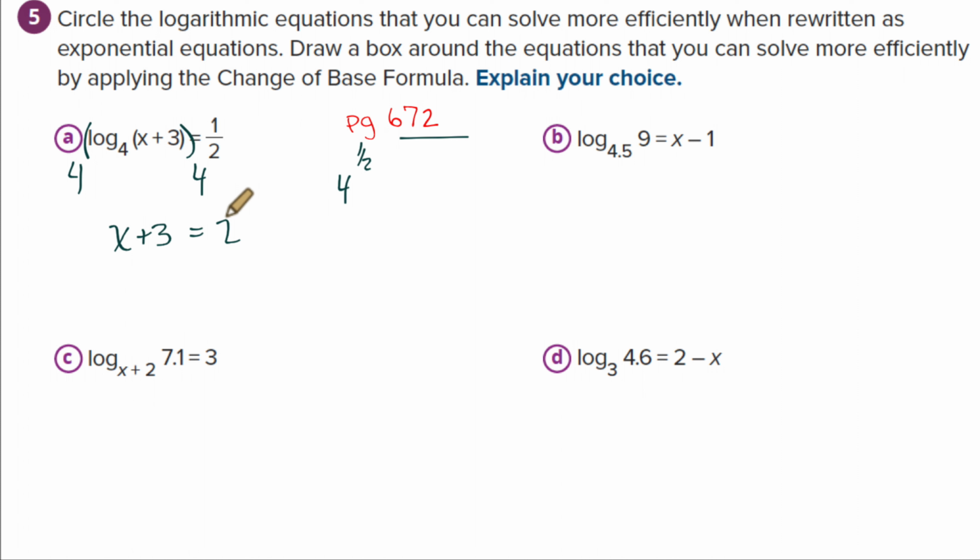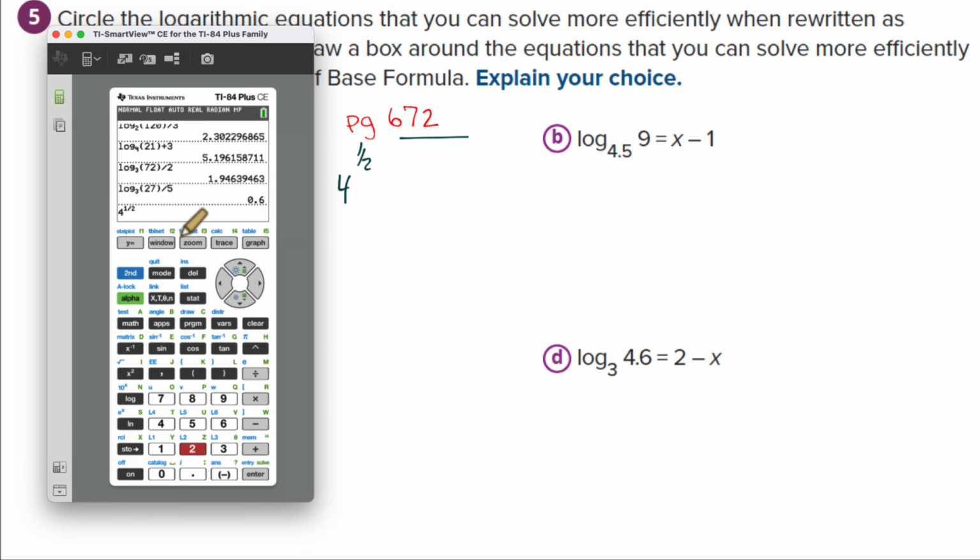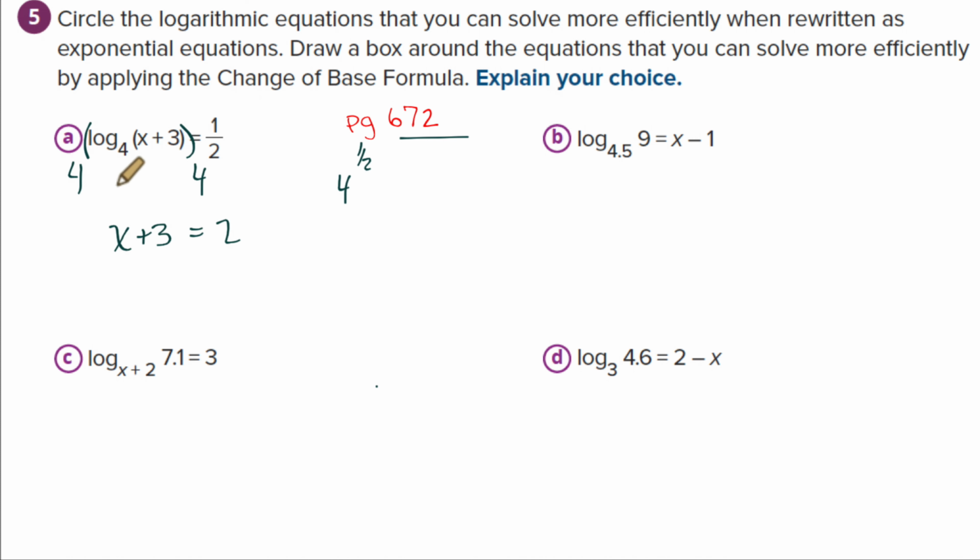And we can check that with our calculator. I know some of y'all don't believe me, but 4 to the 1/2 power equals 2, because the 1/2 power means square root. So now we just get this really easy equation, x plus 3 equals 2. We can subtract 3 from each side and we get x equals -1.